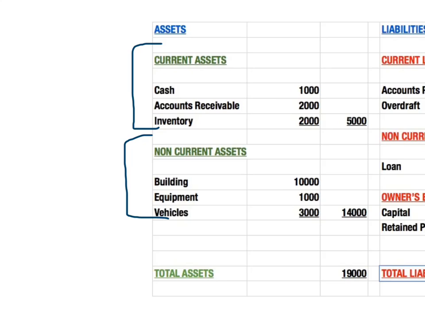The major difference between the two of them is how liquid the assets are. In accounting, when we talk about how liquid these assets are, we're describing how quickly they will convert into cash. Our current assets will turn into cash much more quickly, and our non-current assets are less likely to turn into cash.